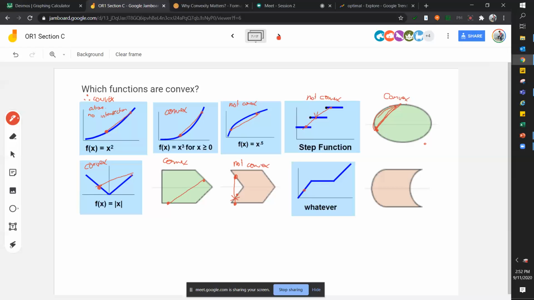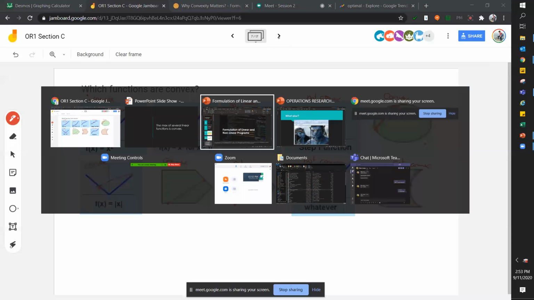How about this one? May point yun, may point din doon. Pag pinag-connect ko, may intersection. Then ito, hindi na yun. Is it a convex? Hindi rin. Kasi nag-fall outside na rin siya. So it's not convex. Okay. So let's go back here.